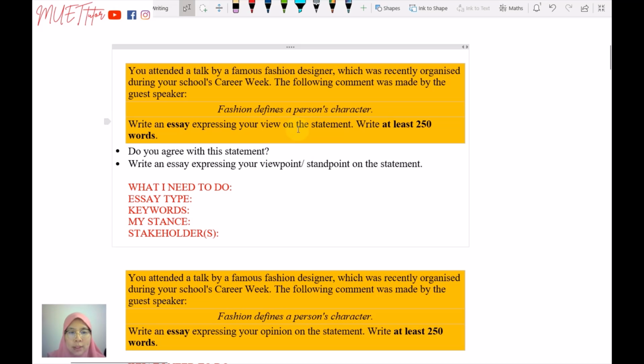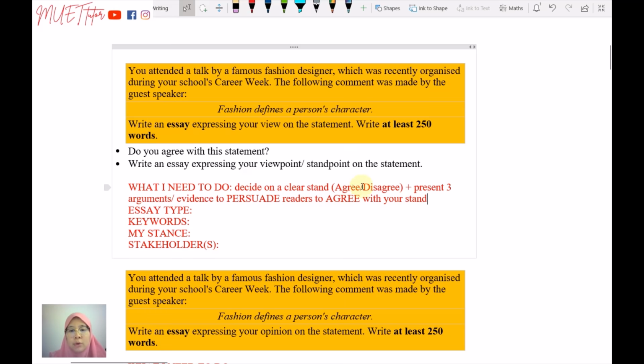Other variations of the question could sound like, do you agree with this statement? Or asking us to express our viewpoint or standpoint on the statement. This kind of terms usually relates to or ask us to decide on a firm or clear stand. Either you agree or disagree, and then present 3 convincing arguments and evidence to persuade your reader to agree with your stand. Sometimes it's kind of like showing our defensive attitude as well. So the kind of essay you should be writing for this kind of question is argumentative.